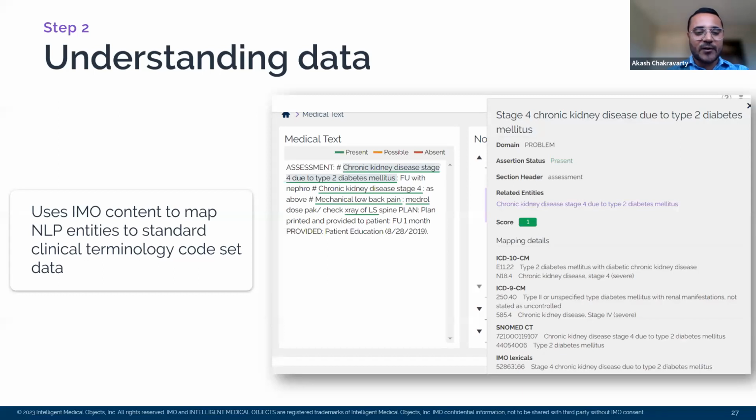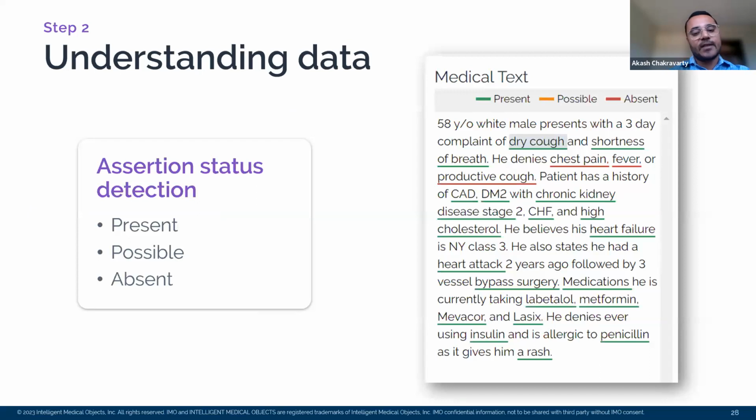One of the things I also want to point out is that you've seen all these squiggly lines in the text that show up when you use our product. If we go to the next slide, we can discuss another feature of the product, which is the assertion status. We apply assertion status logic, which can tell the user if the entity is present, possible, or absent based on the context surrounding that term. For example, the context here would be the patient denies chest pain, which implies a negation. Therefore, that entity will return with an absent assertion status.